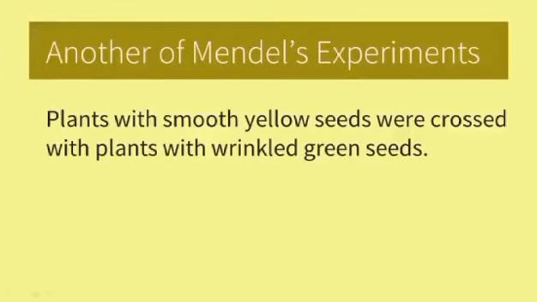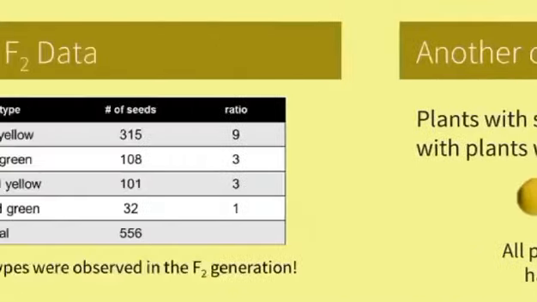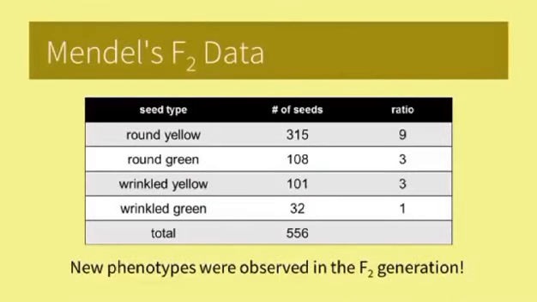Another of Mendel's experiments: plants with smooth yellow seeds were crossed with plants with wrinkled green seeds. All plants in the first generation had smooth yellow seeds. The F1 is a yellow plus green hybrid, and the F1 is smooth yellow seed.